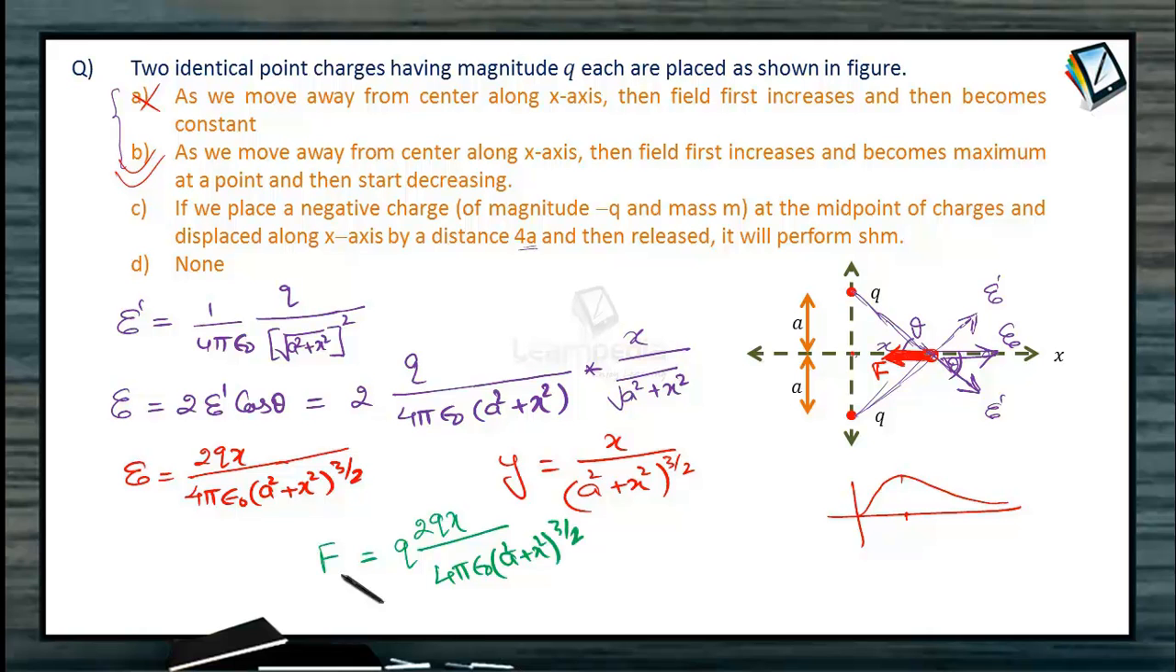As you can see, this force can be proportional to x only if x is much smaller than a. But here it is given that the distance x is 4a, so it cannot be a case of SHM. It is an oscillatory motion. If we release this particle from this position, it will start oscillating about the center point between these two charges. But clearly this is not going to be SHM, because SHM is possible only if x is much smaller than a. So only option B is the correct option to this question.